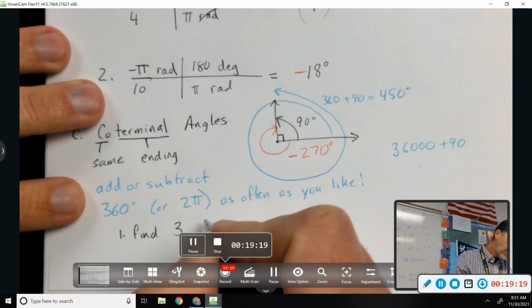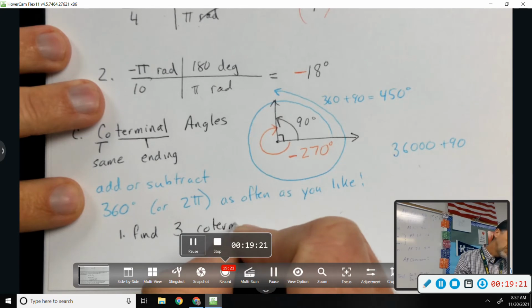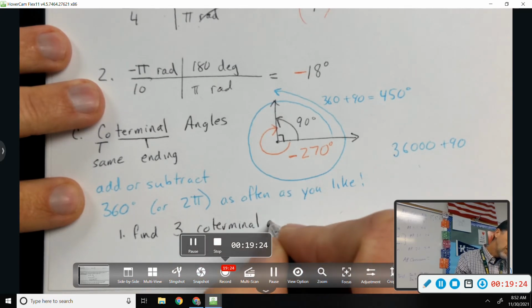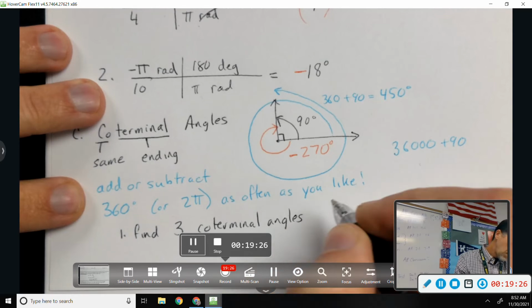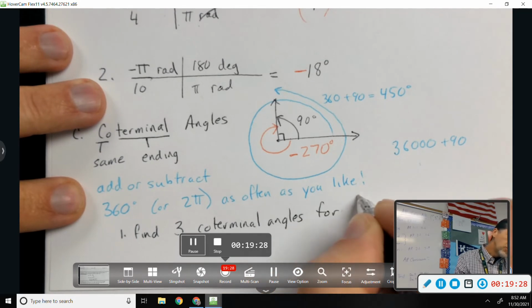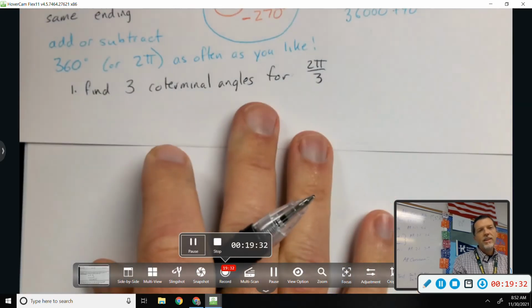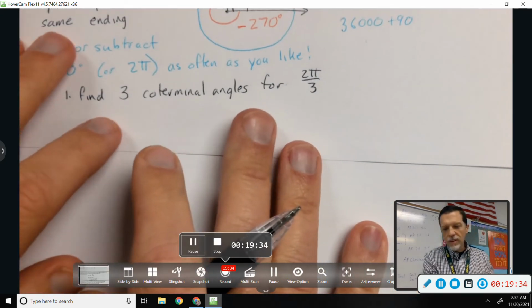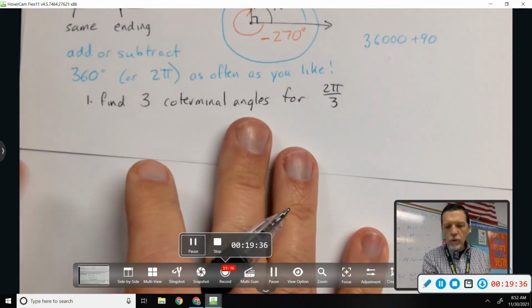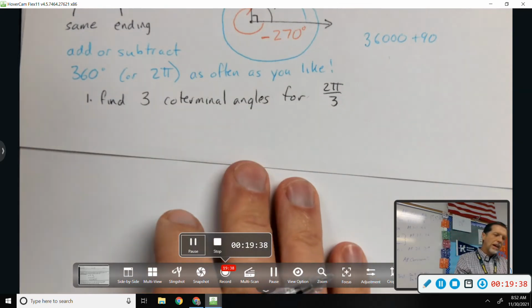So let's find 3 coterminal angles. Let's do one in radians, because that's a little harder because it's fractions. 360 is not a big deal, especially with a calculator.